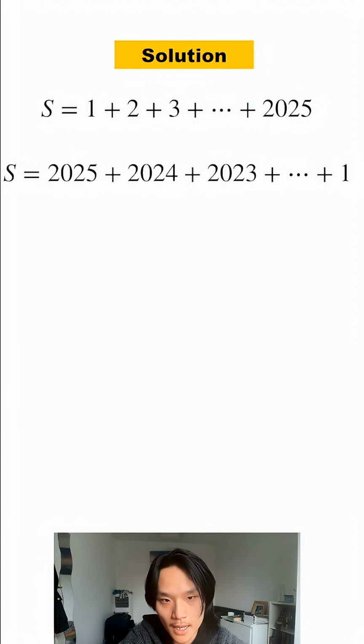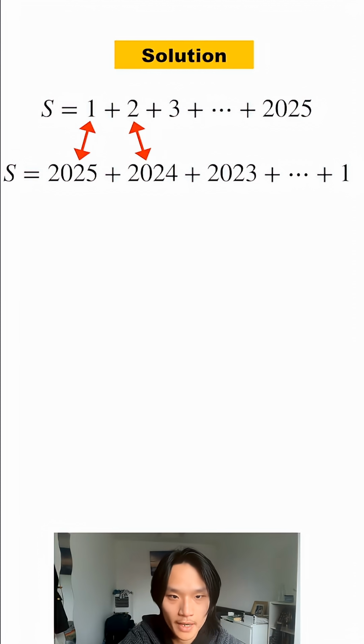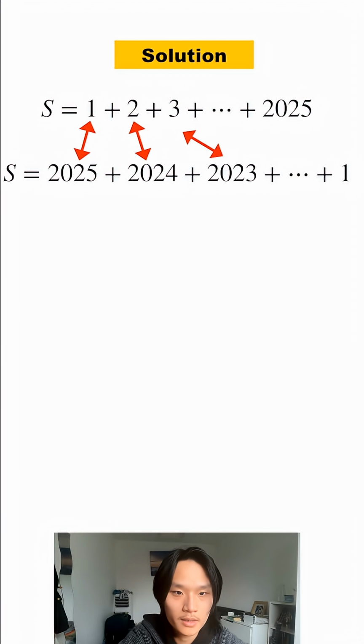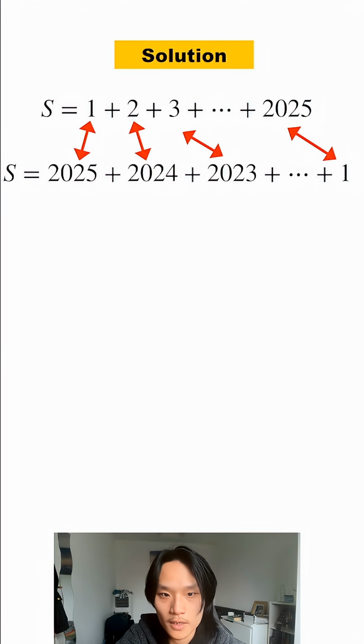Now what we want to do now is to map the terms of both series. So we have 1 and 2025, the next pair being 2 and 2024, 3 and 2023, and so forth, all the way to 2025 and 1.